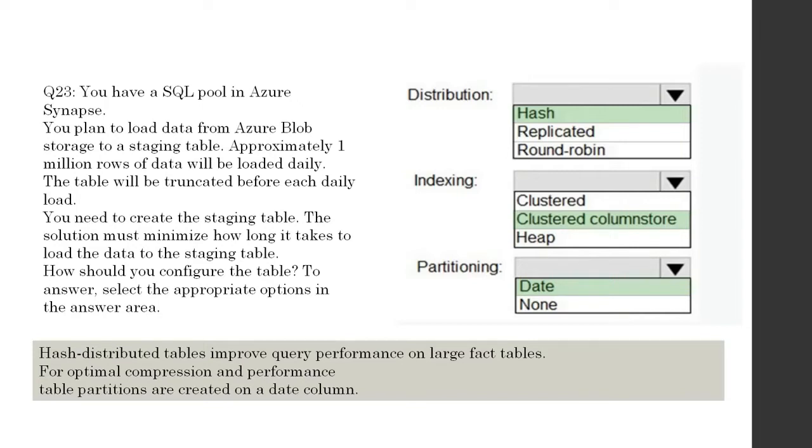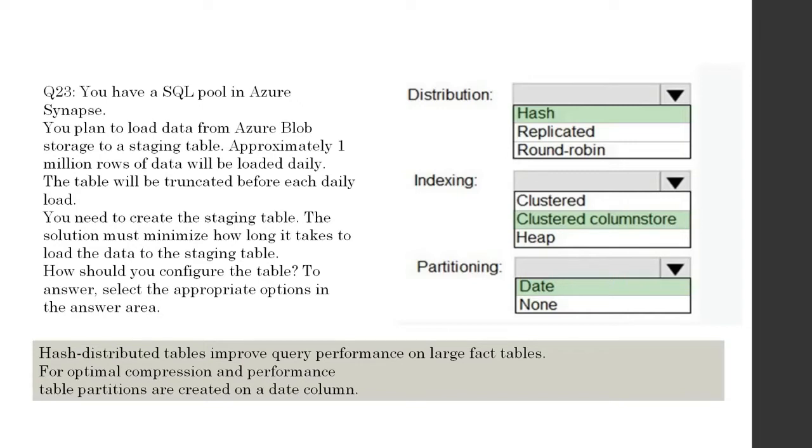For indexing, you have to use clustered column store. Okay, so for optimal compression and performance, we use clustered column store. Then for partitioning, obviously it's a date. Whenever you see this kind of partition-related question, obviously the option will be date, because table partitions are most commonly created on the date column. So a partition with date will perform better. So here the partition will be date.